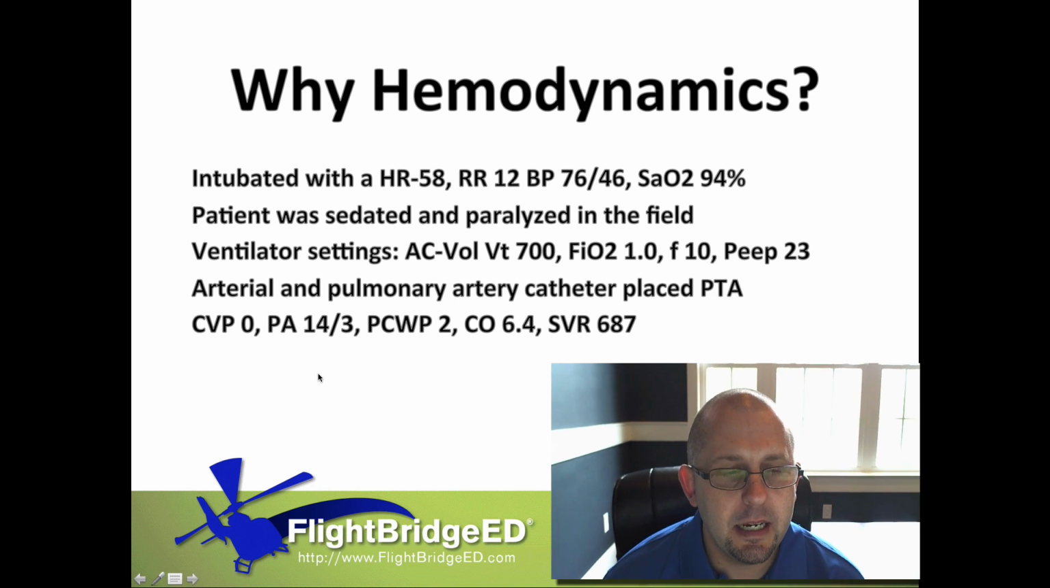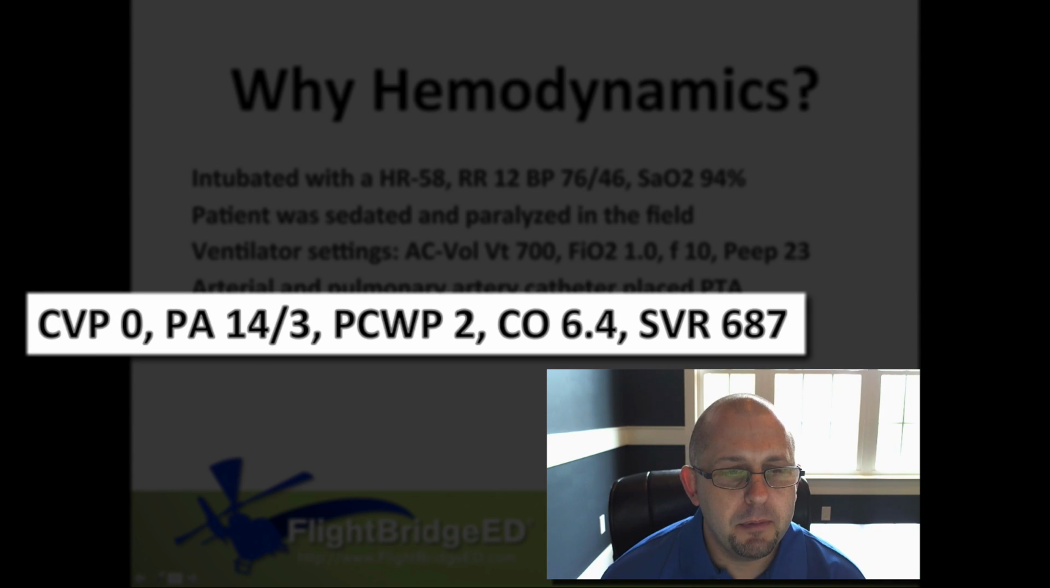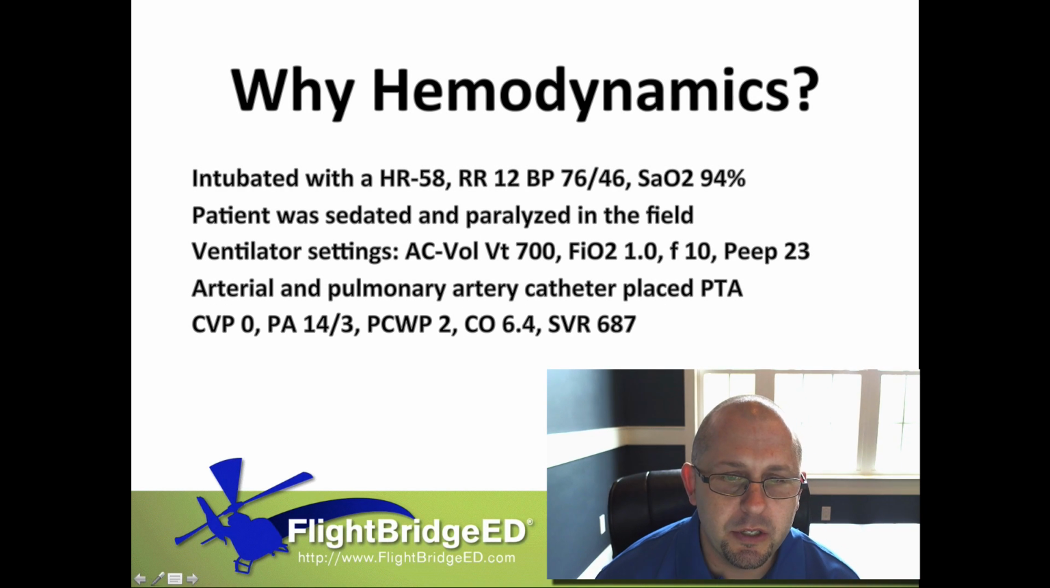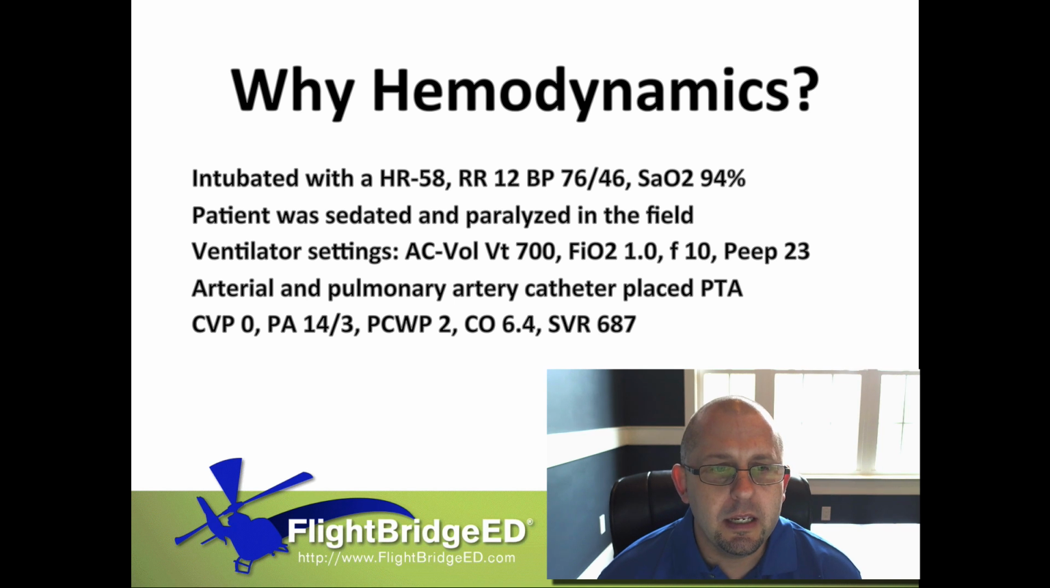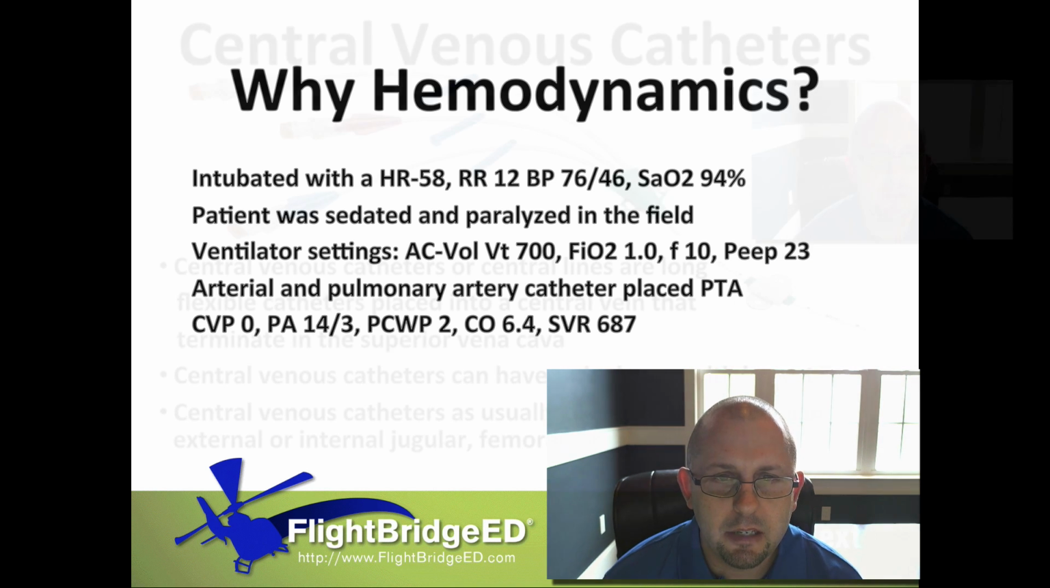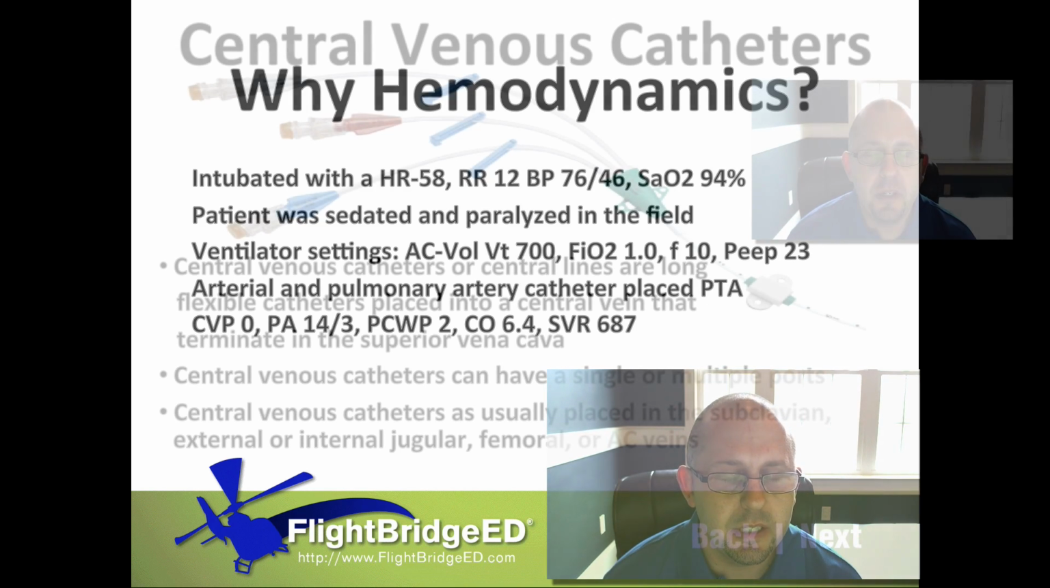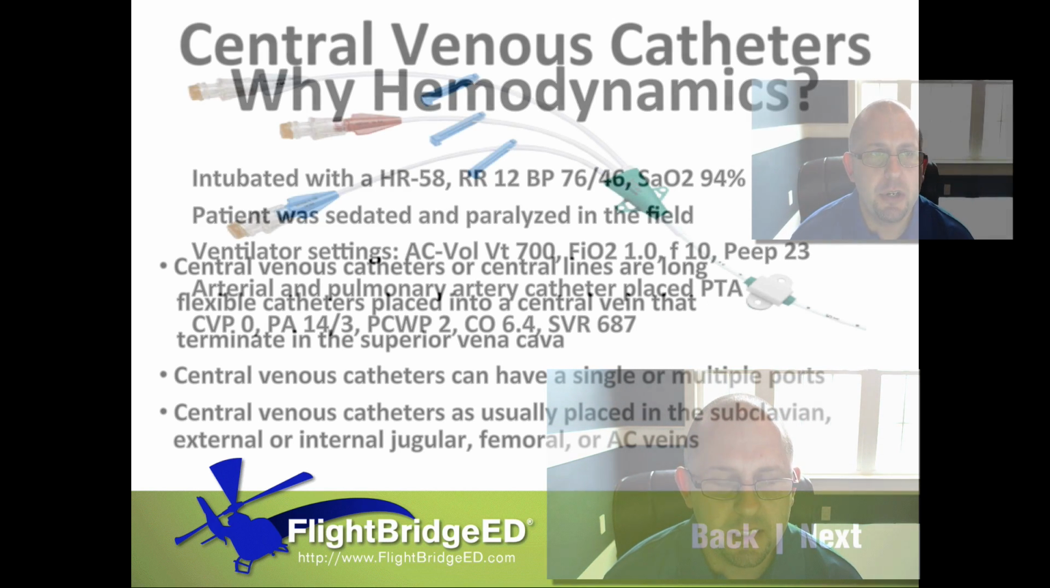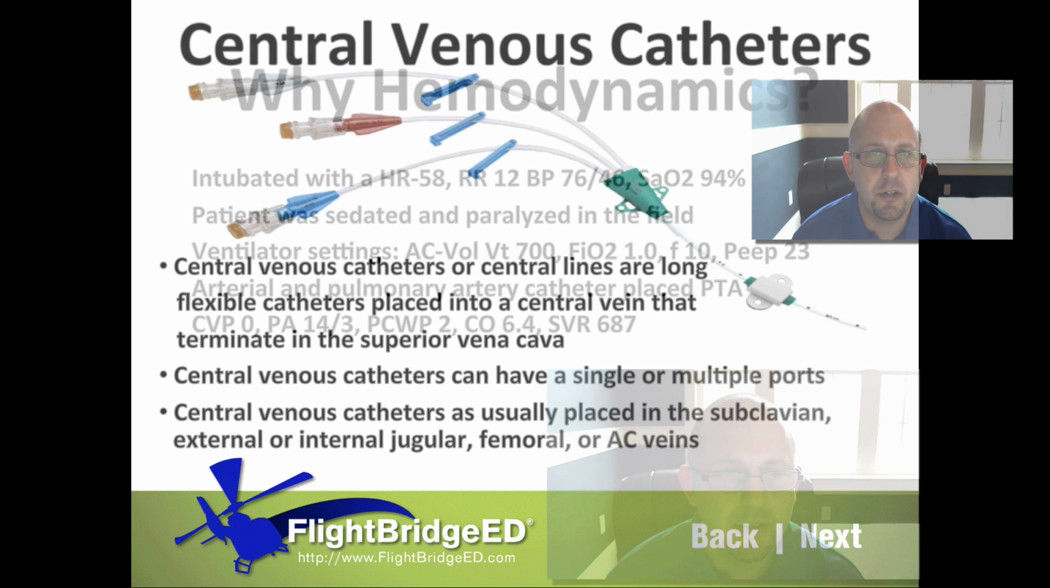If we look at the last line, the CVP of 0, PA of 14 and 3, a wedge of 2, and a cardiac output of 6.4 with an SVR of 687. If those numbers are overwhelming to you, if you're looking at that going, what the heck does that mean? We're going to look at these over and over the next 3 or 4 modules. And by the end, I want you to be able to look at those numbers without anything else in front of you and diagnose. Before we get to the meat of this lecture, let's touch base on a central venous catheter.